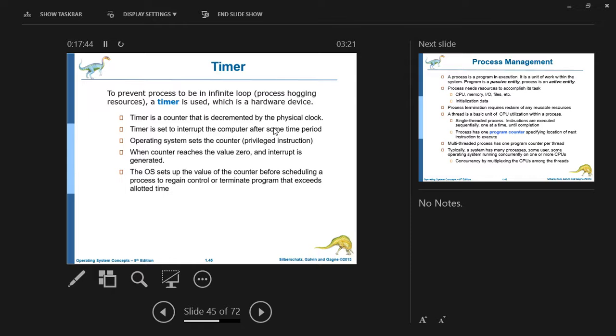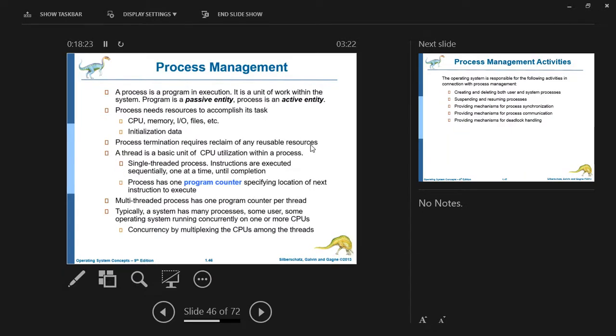Sometimes you set a timer as well, otherwise the program may enter into an infinite loop. To avoid this, you set the timer. A timer is a counter that is driven by the physical clock, set to interrupt the computer after a certain period. The operating system sets the counter, which is a privileged instruction. When the counter reaches the value 0, an interrupt is generated. The OS sets the value of the counter before scheduling a process, to regain control or terminate a program that exceeds the allotted time.